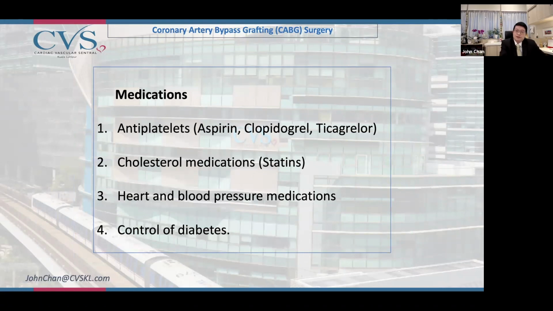Now, even though you have had bypass surgery, the medications are still very important. So you still need to continue on the medications even after the surgery. So, for example, the antiplatelets to prevent blood clots, the aspirin is important. And nowadays we combine it with clopidogrel as well for up to a year. And then control of the cholesterol is important. So the statins are important. And of course, medications for the blood pressure and also for the heart, and control of diabetes is important if you are diabetic.